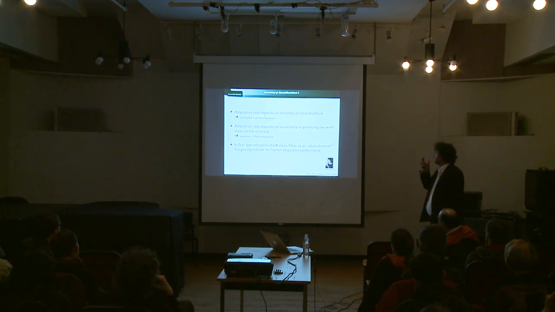Okay, so it seems like the adaptation rate depends on the reliability or the quality of the visual feedback. If that's unreliable, there's a slow adaptation. The adaptation rate also depends on the uncertainty of predicting the world. So if your feed-forward model is uncertain, you get a faster adaptation. So at least to a first approximation, such a simple Kalman filter model as an ideal observer model is a relatively good predictor for human pointing or adaptation rate here, so how quickly you do a remapping.